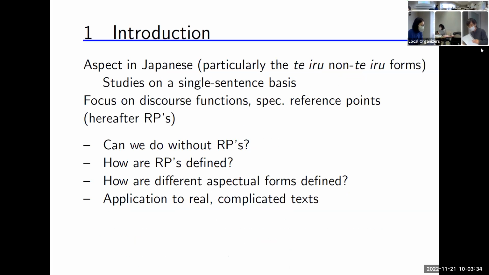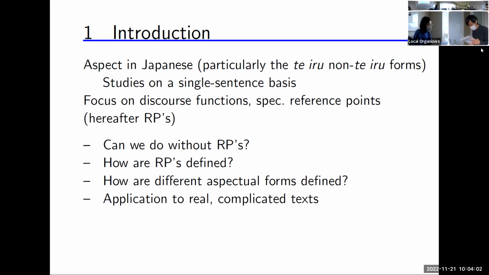Okay, I'll talk about aspect in Japanese. First of all, the presence of the tail form and its absence are usually called the non-tail form. These forms have mainly been studied on a single sentence basis. In this paper, we shed light on reference points.